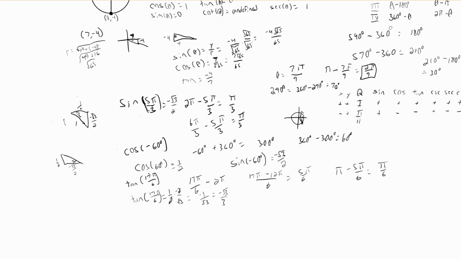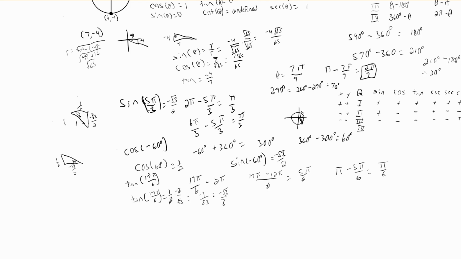In the third quadrant, both y and x are negative, so sine's negative, cosine's negative. Tangent, though, because it's a ratio of y over x, is actually going to be positive because a negative divided by a negative is a positive. And for the same reason, cotangent is going to be positive. But cosecant and secant are both going to be negative because both sine and cosine are negative.